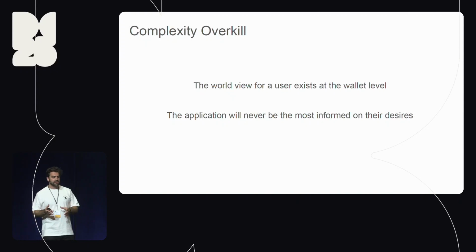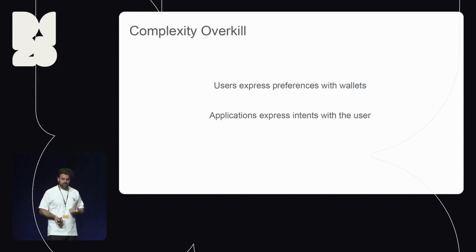And I like to look at it like this. We have to look at it from the worldview of who's best poised to actually do this work, right? The worldview of a user, like a wallet interacting, is at the wallet level, right? They have the best understanding of the user, and the application by no means would ever understand the user best. And this is because users express preferences, they express desires with their wallets. Wallets are moving towards this now with intents especially, so that they can start to be very expressive. They can say how they want their assets to be managed within the context of the wallet.